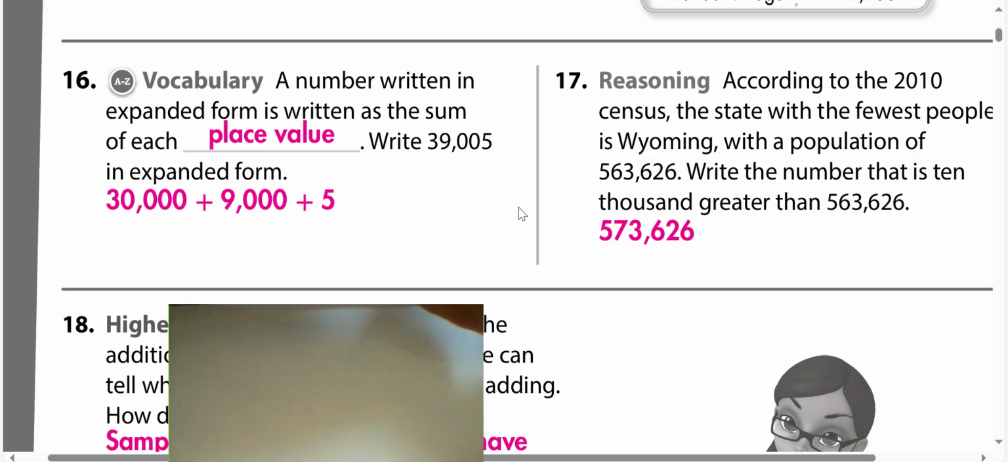Okay. We asked about vocabulary. A number written in expanded form is the sum of each base value. 39,005 in expanded form: we can write 30,000 plus 9,000 plus 5.